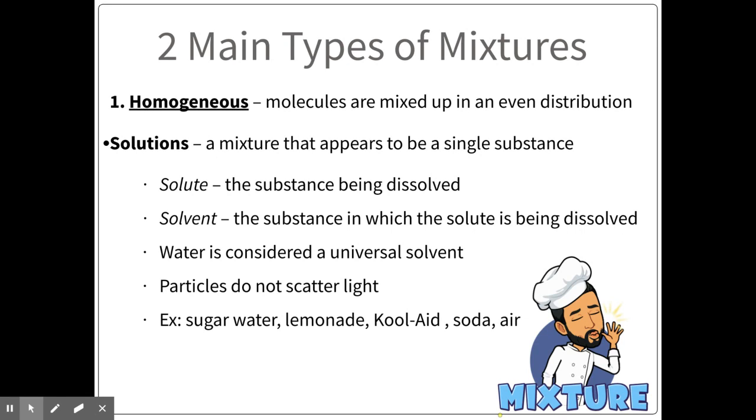Homogeneous are mixtures in which molecules are mixed up in an even distribution. Solutions are the main example of a homogeneous mixture, and those are mixtures that appear to be a single substance. Like salt water appears to be a single substance, but it really isn't. It's salt and water, but it's just dissolved in.